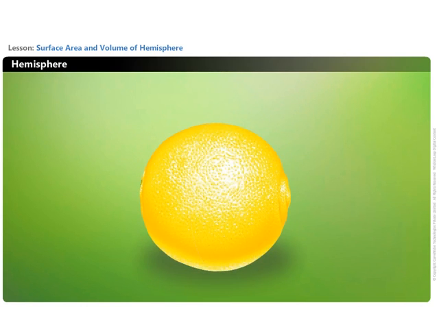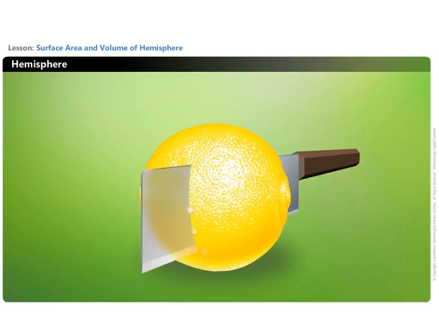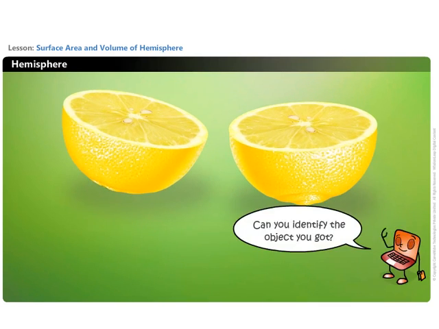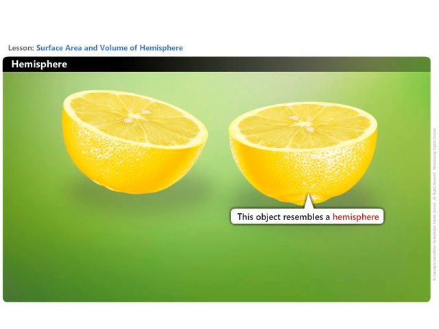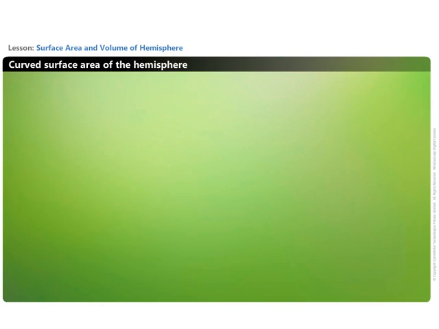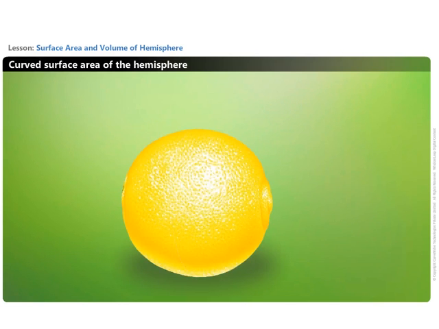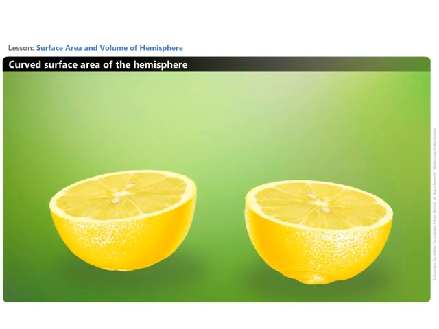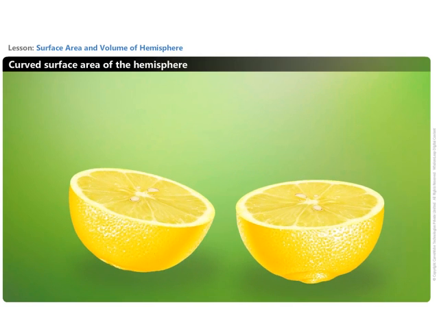Let us take a lemon and cut it into two equal parts. Can you identify the object you got? A plane passing through the center of a sphere divides the sphere in two equal parts, each of which is called a hemisphere. Do you know what the area of the sliced lemon is? Sliced lemon resembles hemisphere. Hemisphere is a part of sphere.